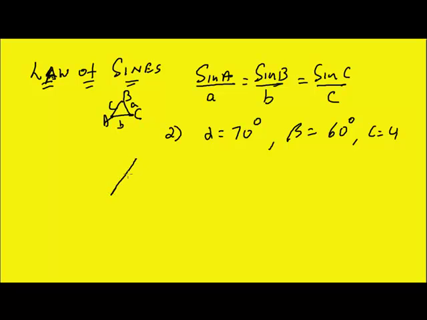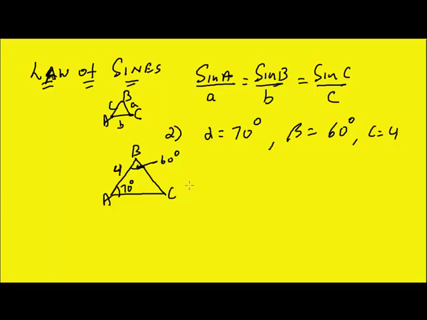Okay, so let's take a random triangle. It's not a right triangle. We'll call that side A, call that side B, call that angle B, and call that angle C. Let's put in our angles. That's 70 degrees, and this here is 60 degrees, and they tell us side C is 4. The only way you can use the law of sines is if you know a side and an angle across from it.